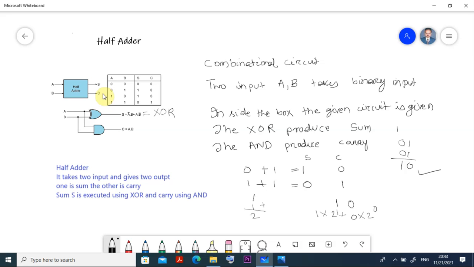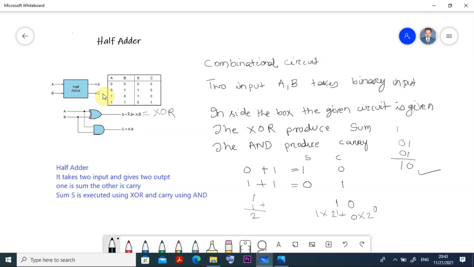Again I am revising. We have two inputs, A and B. All these inputs take only binary numbers, 0 and 1; it can be 0 or it can be 1. Then inside the half adder circuit, you have two things: one is the exclusive OR or XOR, and another one is the AND. This exclusive OR is responsible for the sum, because I have shown you the truth table. Whatever output we are getting is based on this exclusive OR only.